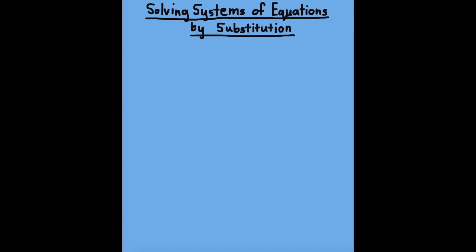We are going to learn about solving systems of equations by substitution. The goal of this is to isolate one variable in one equation and substitute it in the other equation. So let's say we have the problem 3x minus y equals 6 and y equals 3 minus 3x. I will label this equation 1 and this equation 2 so that it is easier to talk about which equation I am referring to.